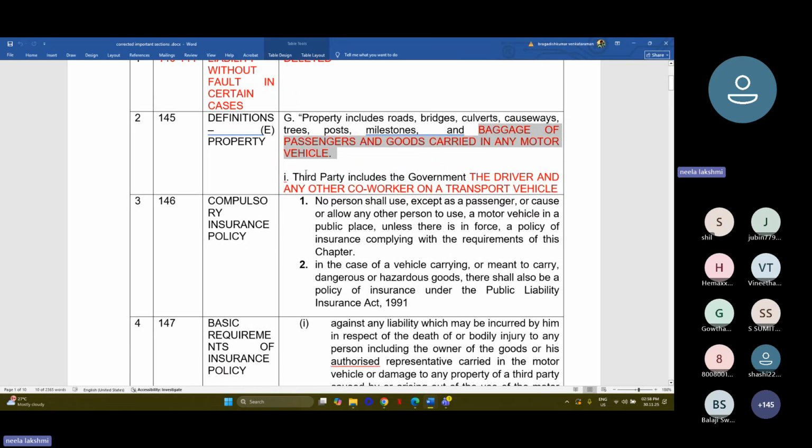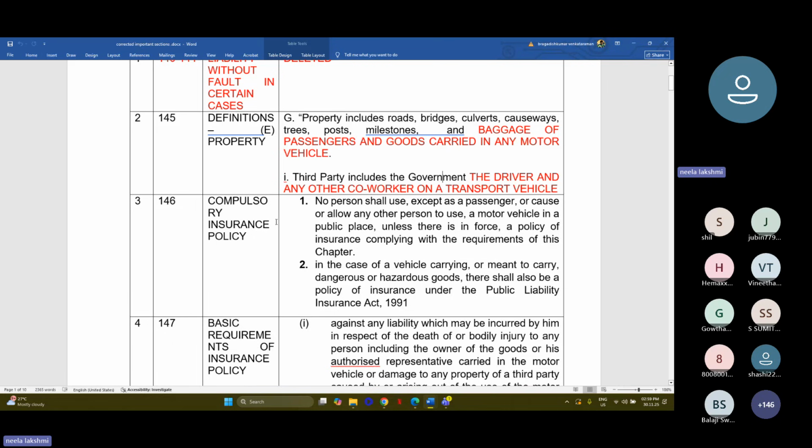Third party also includes the government, the driver and any other co-worker on the transport vehicle. The government, the driver and any other co-worker on a transport vehicle are also becoming third party as per the new amended section.